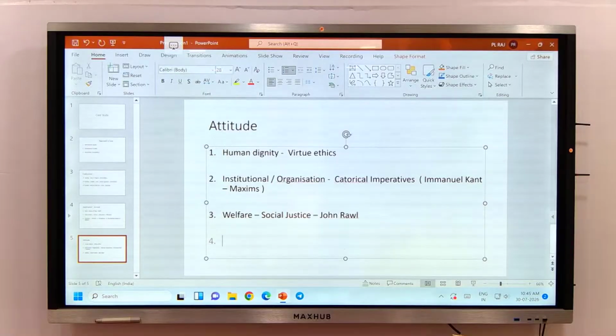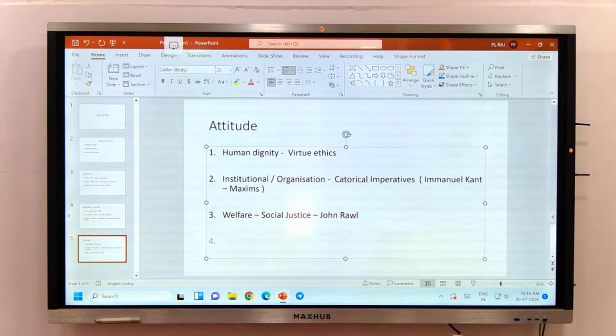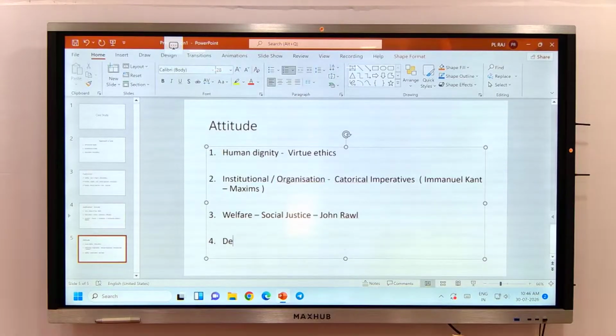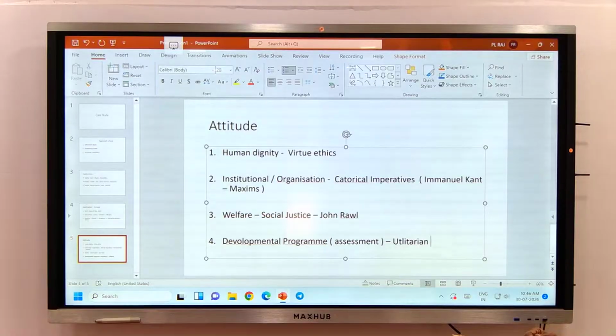Any case of estimating a welfare program, an interventional program, Swachh Bharat Abhiyan, government programs, any case of a developmental program, the assessment of the development should be from the utilitarian ethics point of view. That's the approach.